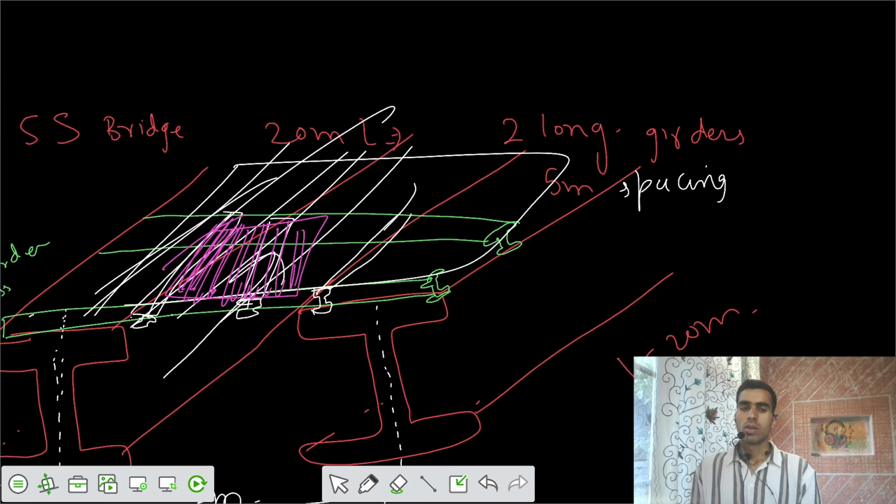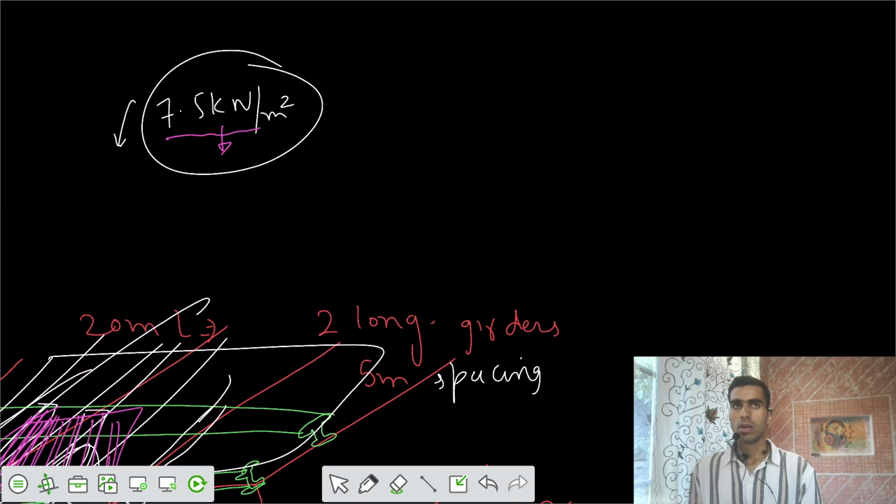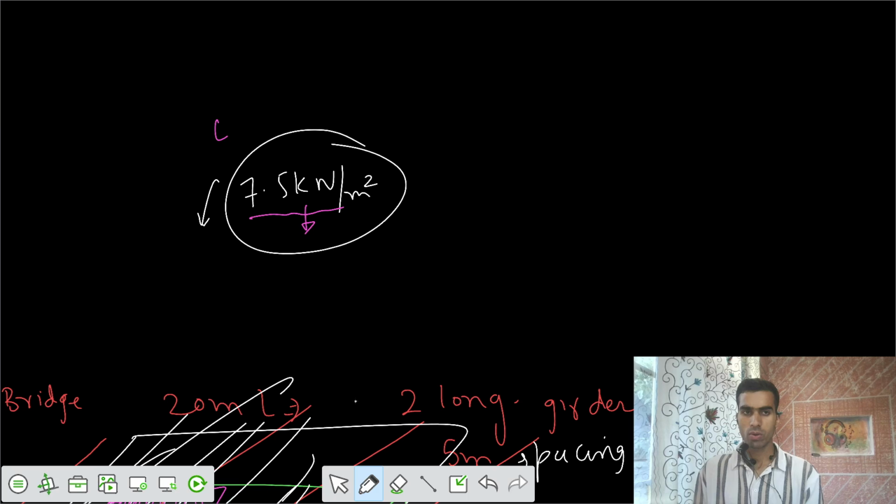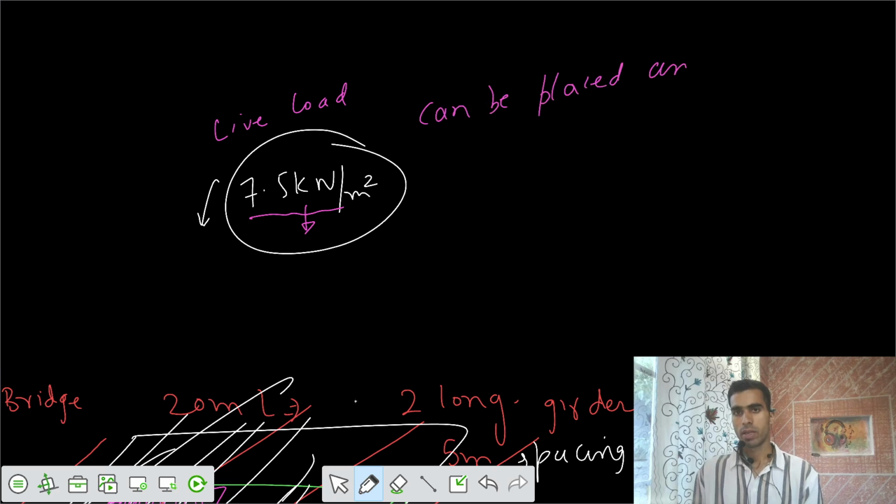So that's your loading per unit area. Then we say this is your live load, this is your imposed load, and we can place it anywhere. Live load can be placed anywhere.